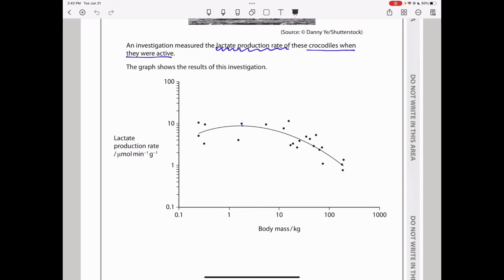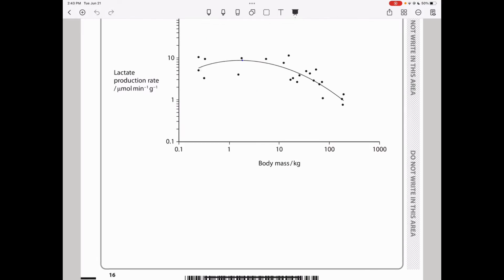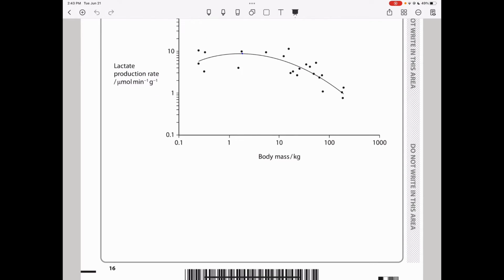So as we can see, there is lactate production on the y-axis and body mass on the x-axis. And since the data is spread all around, they've drawn for us a specific curve to show that overall lactate production increased a little and then tried to decrease as body mass increased. So overall, there is a downward trend like that. That is what we can see from the graph. So let's go to the next page.